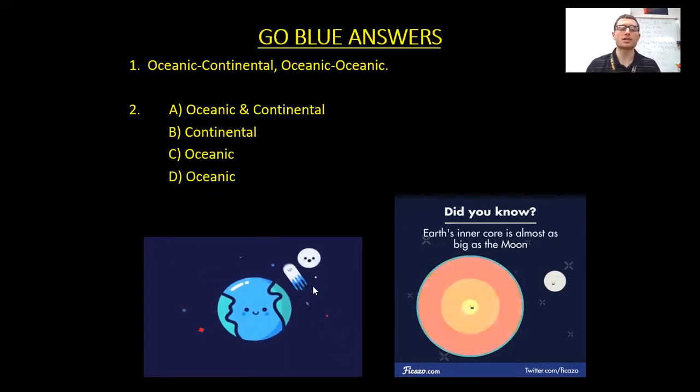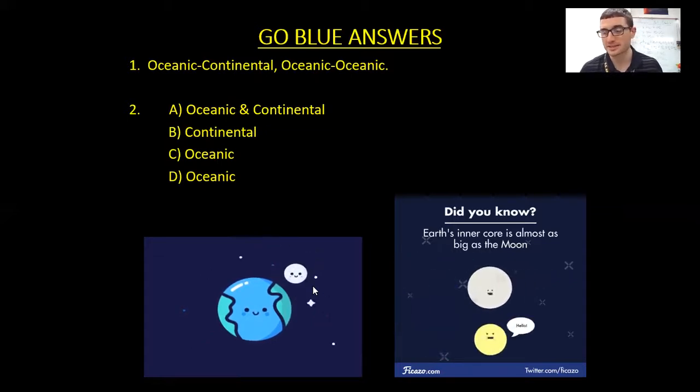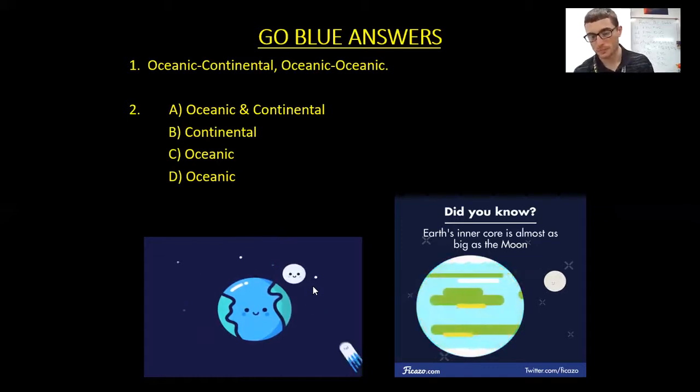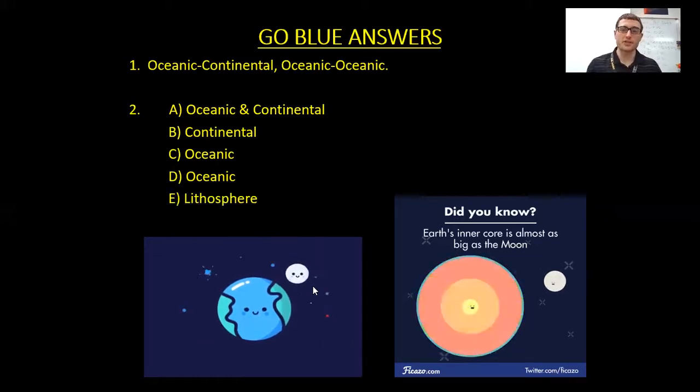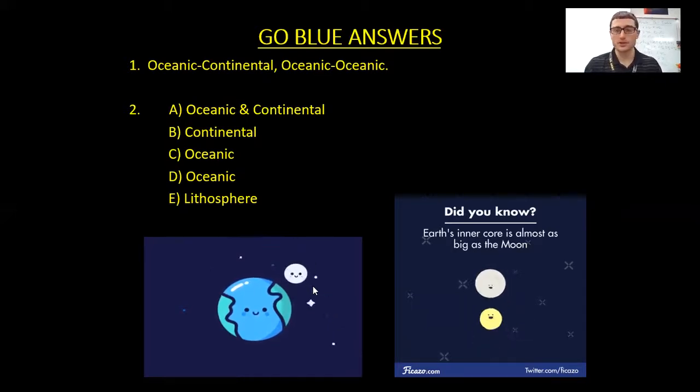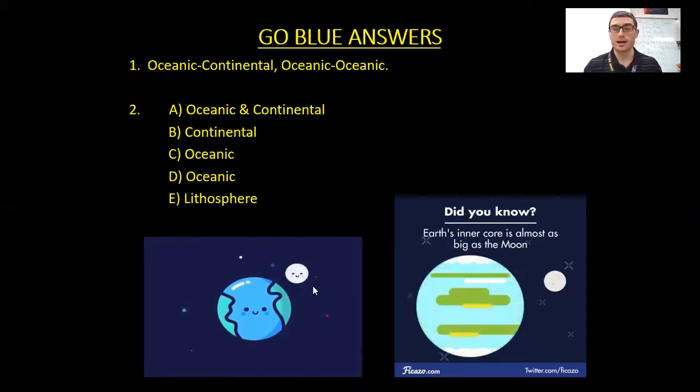Oceanic, letter D, guys. D is oceanic. That is going to be deeper. The oceans are always deeper than the continents. That's what I always say to help us remember it. E is the lithosphere, the crust. Litho means rock: all the rock and all the plates.